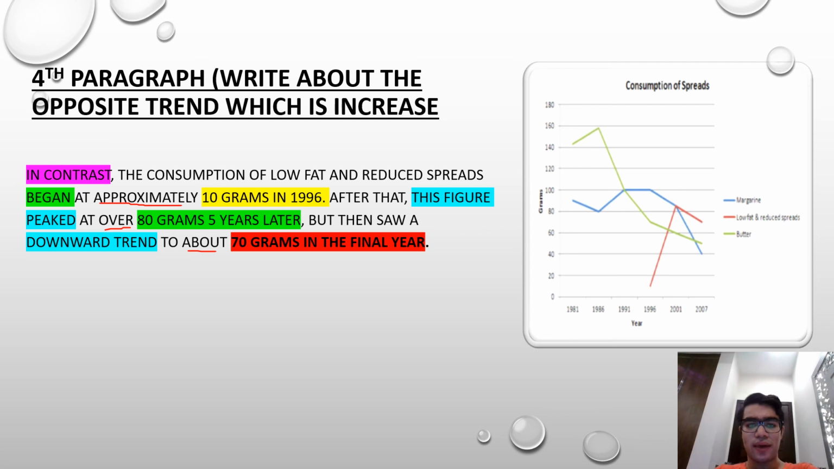So you could say in contrast, the consumption of low fat and reduced fats began at approximately 10 grams in 1996. After that, this figure peaked, highest point, at over 80 grams 5 years later. Note that I used 5 years later because I could have said in 2001. There's no problem in that. You can say that too, but I wrote 5 years later because it's a bit of a different phrase. Okay, so you need to write some different phrases as well in order to get high bands. So 5 years later, but then saw a downward trend to about 70 grams in the final year. I did not use 2007, I used final year because it's again a different phrase, okay? So it's better to use that.